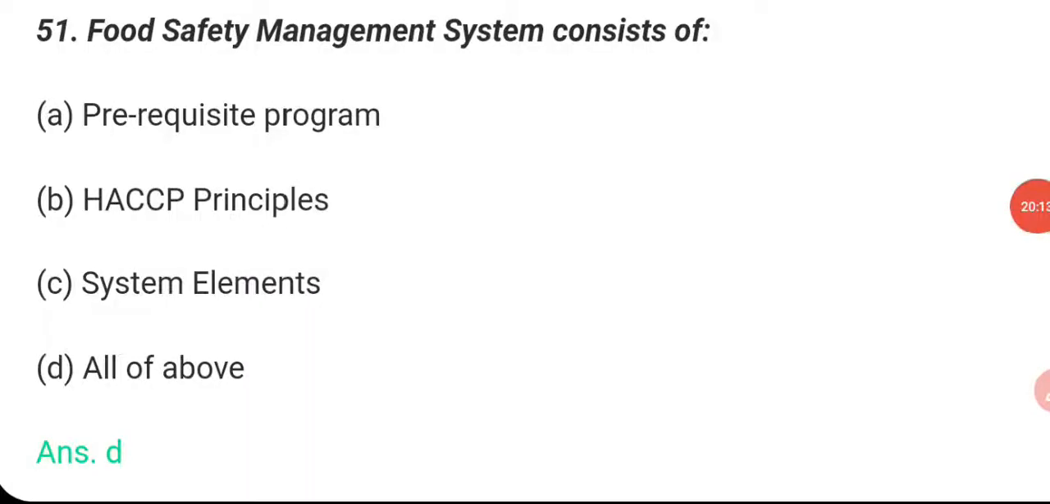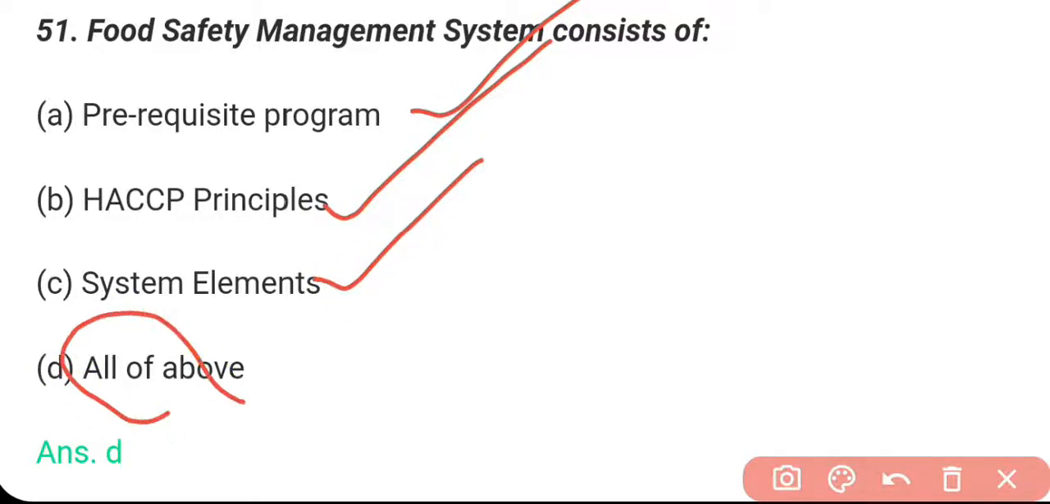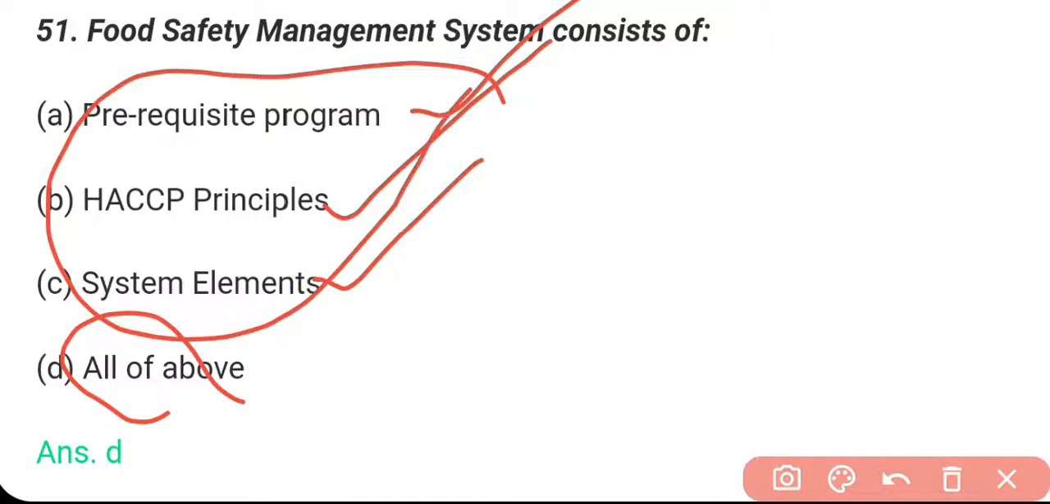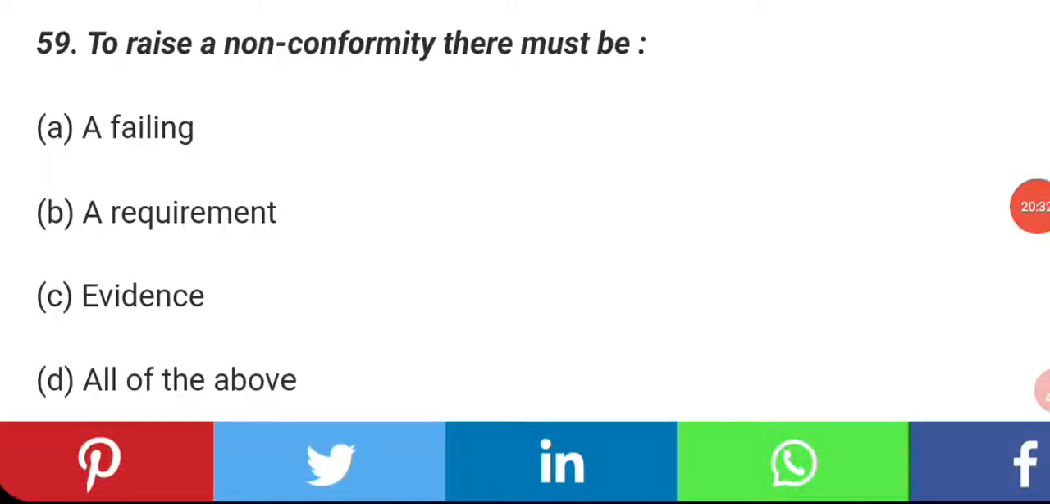Then the food safety management system consists of what? Prerequisite programs, PRP, it constitutes HACCP principles, system elements, all of the above. All are part of the FSMS. So this is the food safety management system. Next, to raise a non-conformity, there must be what? A failing, a requirement, and evidence. So all of these are required for raising an NC or non-conformity.